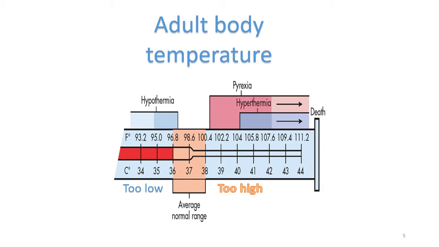This slide shows the adult body temperature. If it's too low, usually below 36 degrees Celsius, then that is a stimulus for your body. If it's too high, that is above 38 degrees Celsius, then that also is a stimulus for your body.